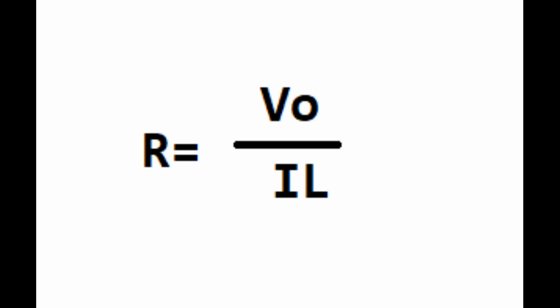The effective load resistance can be found using the equation R equals the voltage of the output divided by the current of the load, 5 volts divided by 1 amp, producing a resistance of 5 ohms.